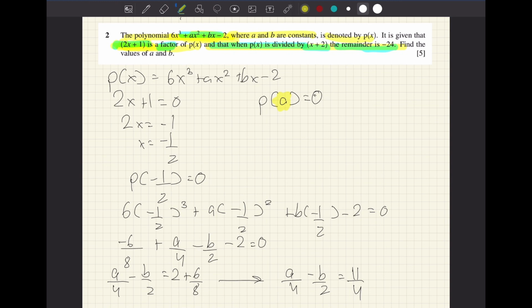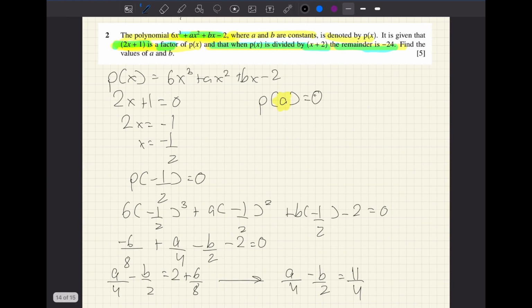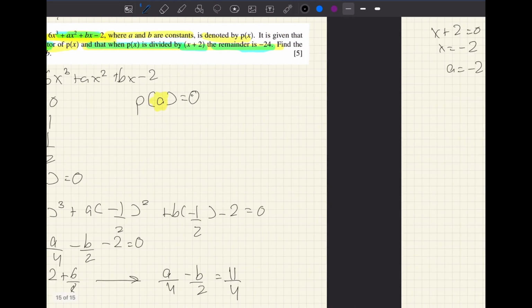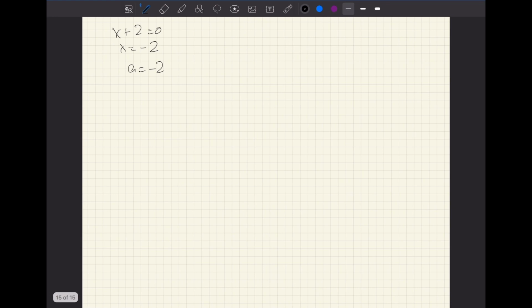This will be the same procedure. We're going to have to equate x plus 2 to 0 to find the value of a. So x plus 2 equal to 0, x is equal to negative 2. So a is equal to negative 2. And it says that when p of x is divided by x plus 2, the remainder is minus 24. And you know that the remainder is f of a, right? And the value of a is negative 2. That means p of a should be equal to negative 24.